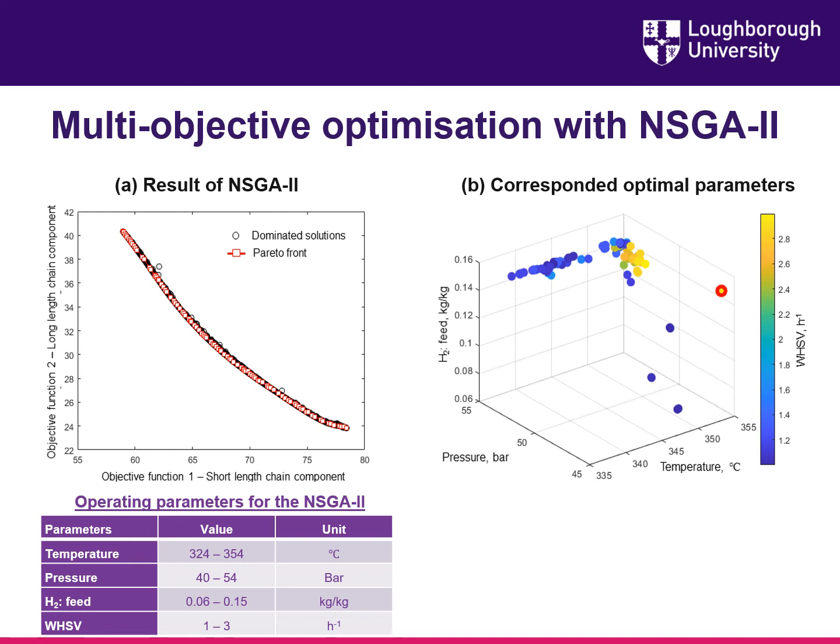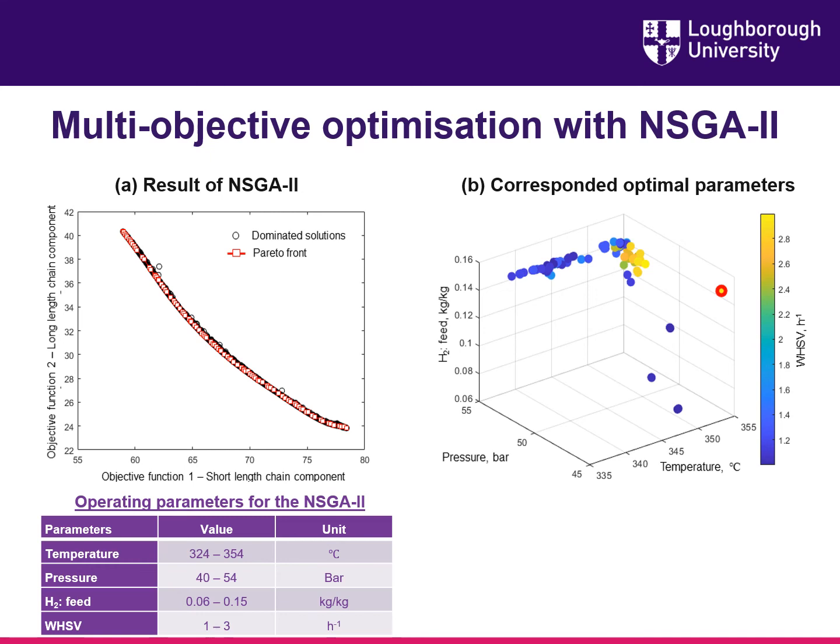A decrease in the long chain component is at the cost of an increase in the short chain component. The Pareto front is able to identify a trade-off curve between the concentration of desired product and the side product. And this provides information to assist the active learning process during the process design. And figure B shows the optimum parameters in the 4D space corresponding to the Pareto front in figure A.